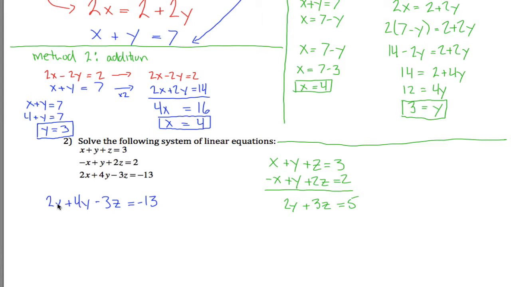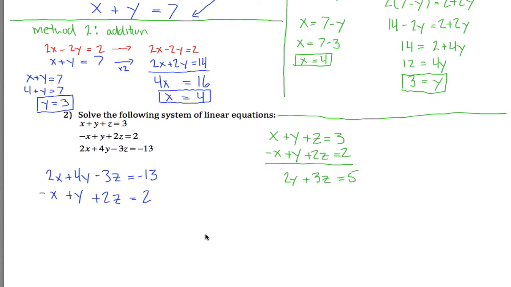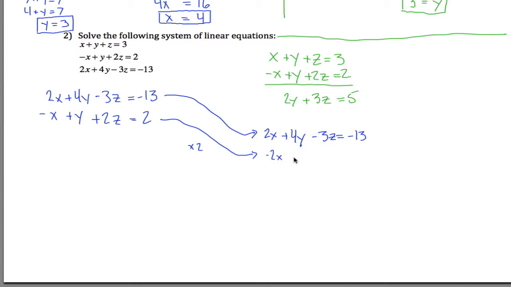Since I'm going to get rid of the x's and I already have 2x here, I'm going to choose the second one because the second one has negative 1x, and it'll make it easier for me to cancel out this positive 2x. I don't want to add them together right now. I instead want to take this second equation and multiply it by 2. So I'll copy the first one exactly: 2x plus 4y minus 3z equals negative 13. And then for this one, I'm going to multiply it by 2. So I got negative 2x plus 2y plus 4z is equal to 4, multiplying each of these terms by 2.